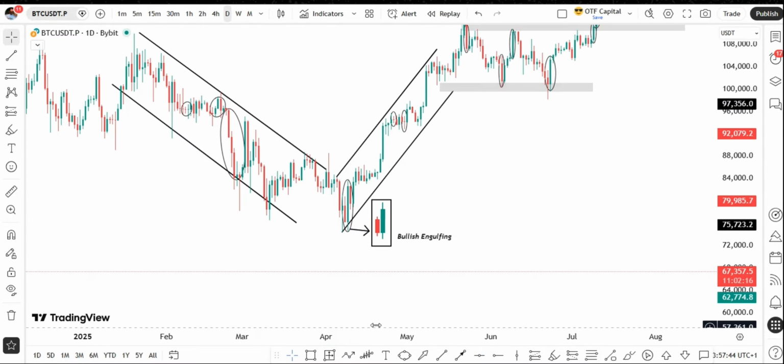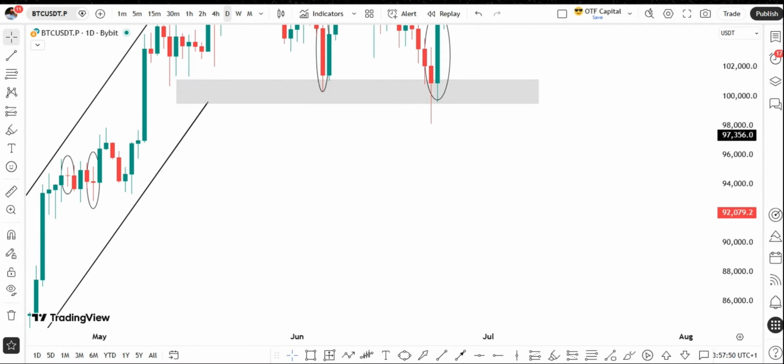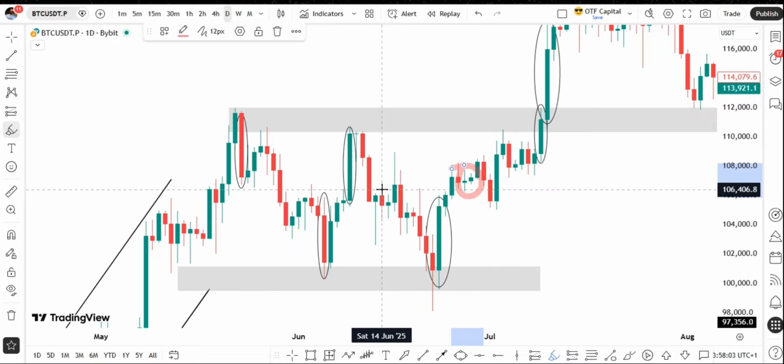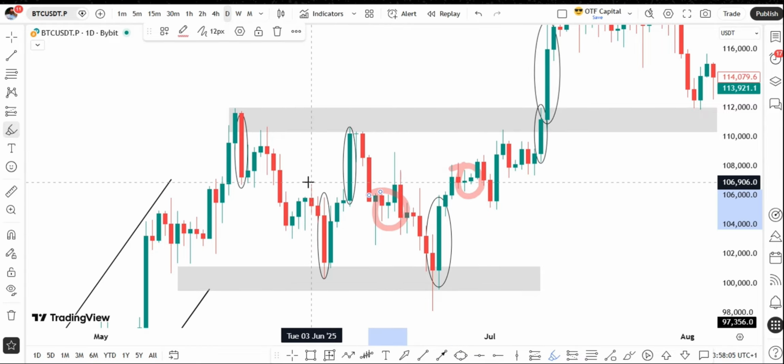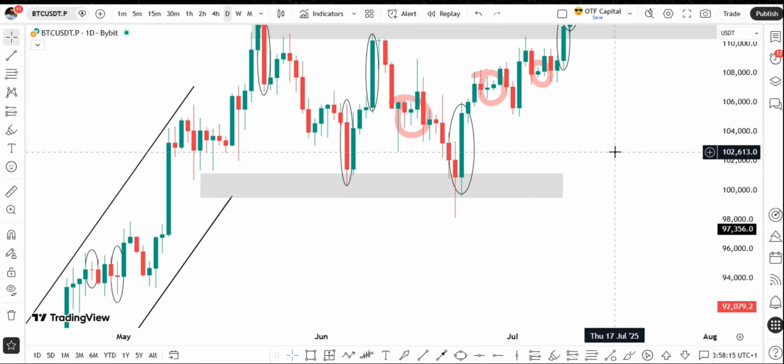Where can you always find dojis? You can find dojis at the ranging market. This is a doji candle. You can always find them always and always at a ranging market. So all these are dojis getting formed here. So that's why you can always find doji candles.